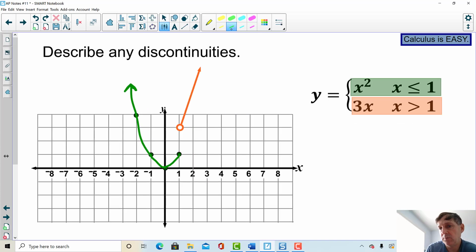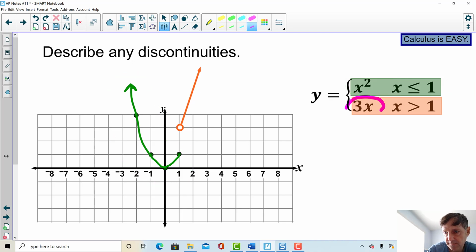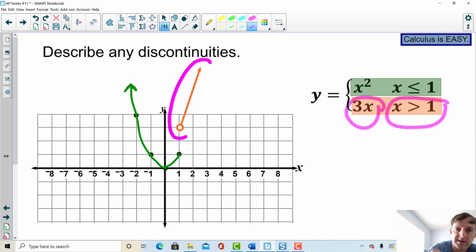Okay, for this example, it's going to be x squared when x is less than or equal to 1. So that's going to be this part right here. Then it's going to be 3x when x is strictly greater than 1. So y equals 3x, just a line. But you start when x is 1. If you plug in a 1, you get 3. So that's where you're starting, and your slope is 3.